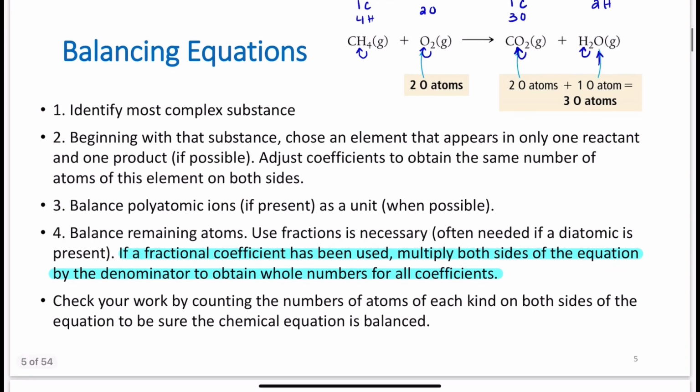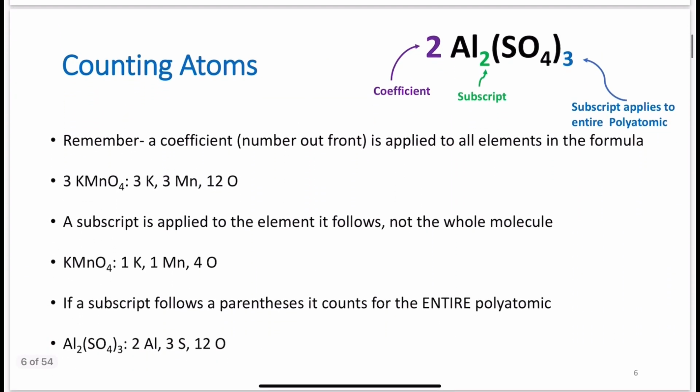So let's go ahead and practice that one more slide after this, where we have a little more room. We do need to practice counting the atoms. So remember, a coefficient, the number out in front, is applied to all elements in the formula. Here's my coefficient. If I wrote it like this, this means I have 2 times Al2, 2 times S3s, 2 times this. Now I'll talk about the aluminum in just a sec.